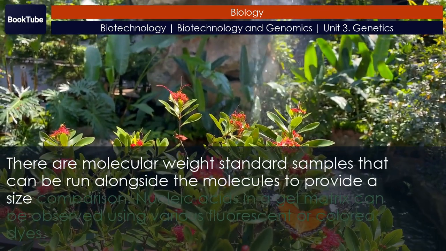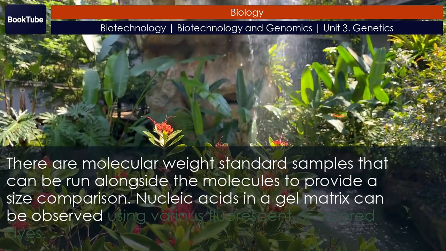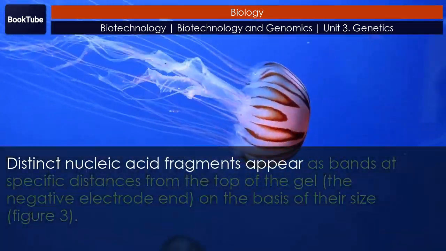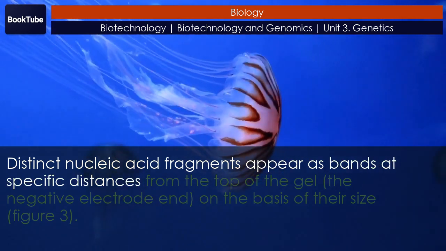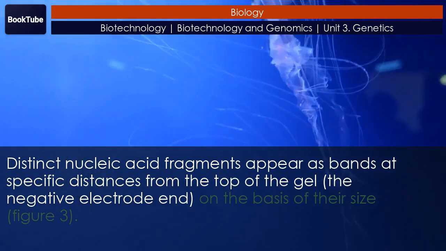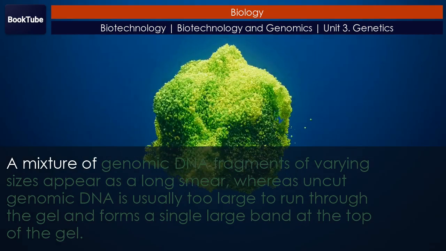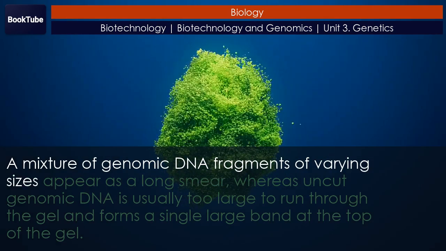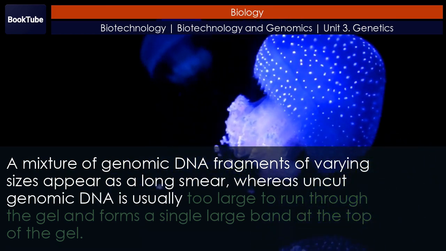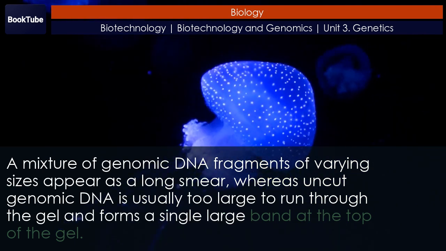Nucleic acids in a gel matrix can be observed using various fluorescent or colored dyes. Distinct nucleic acid fragments appear as bands at specific distances from the top of the gel, the negative electrode end, on the basis of their size. Figure 3. A mixture of genomic DNA fragments of varying sizes appear as a long smear, whereas uncut genomic DNA is usually too large to run through the gel and forms a single large band at the top of the gel.